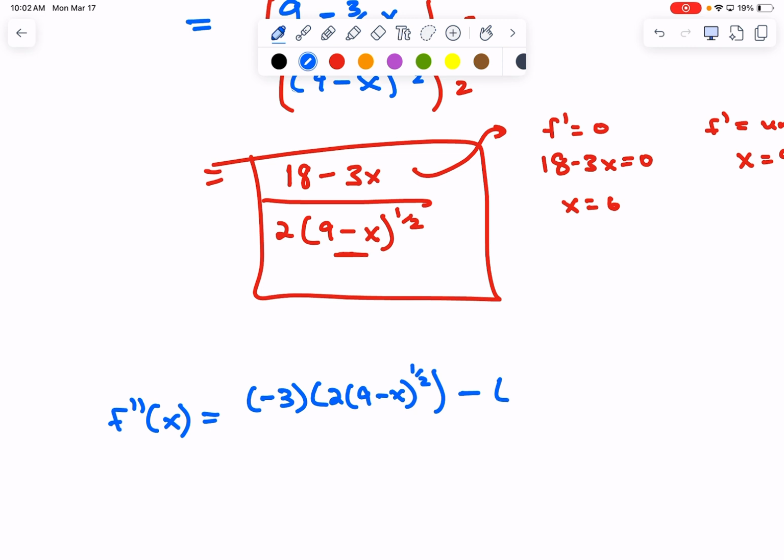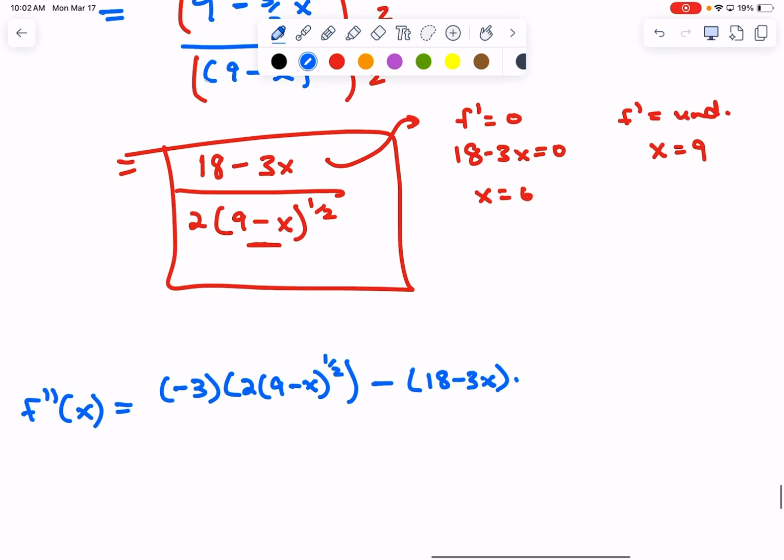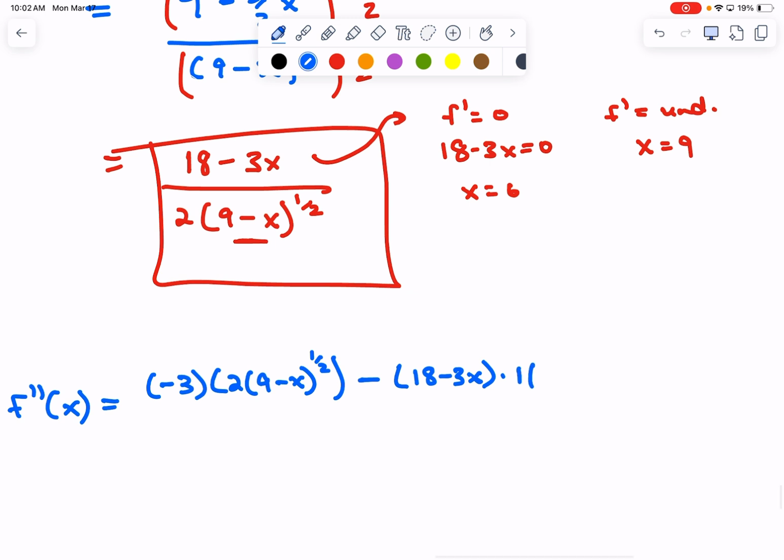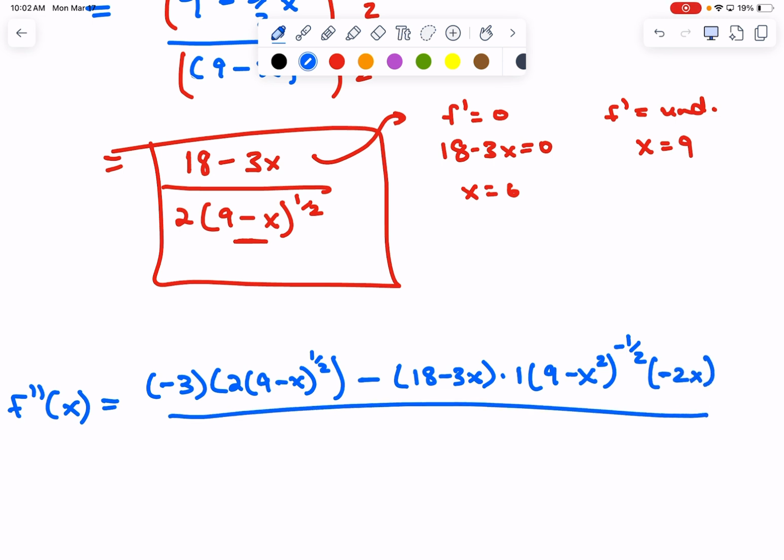The top, which is 18 minus 3x, times the derivative of the bottom, which will be 1/2 times 2. That'll at least cancel this time. So that's going to be 1 times 9 minus x squared to the what? Times a negative 2x. Over the bottom squared. What?